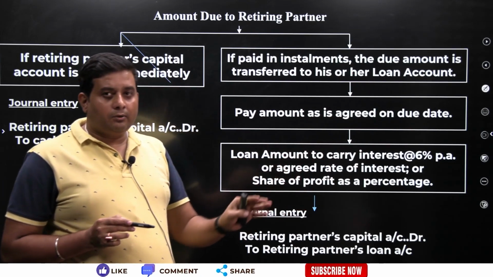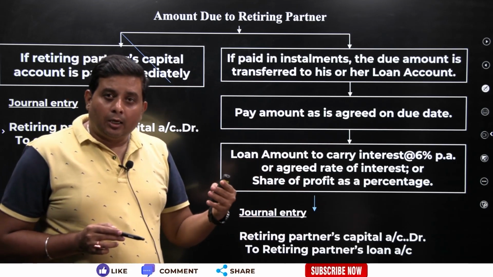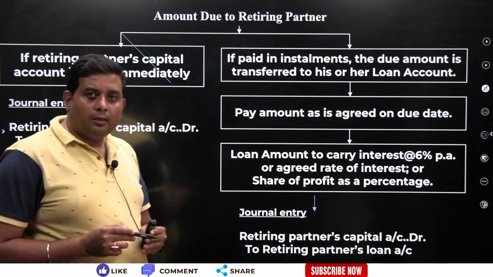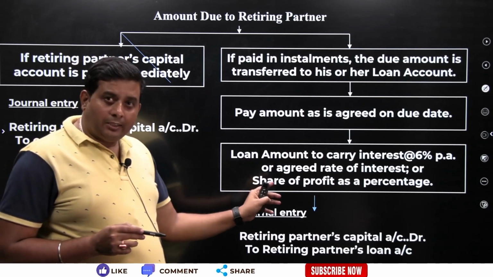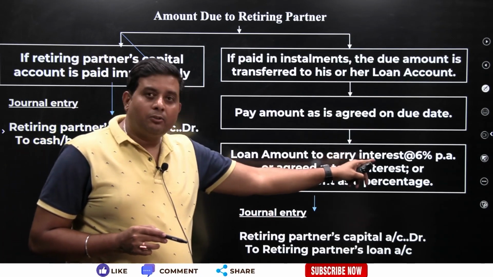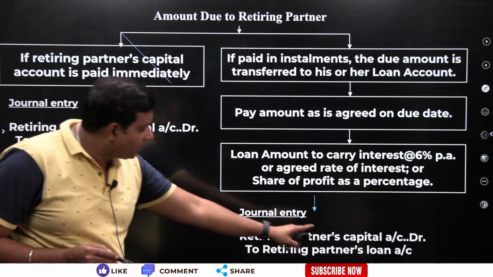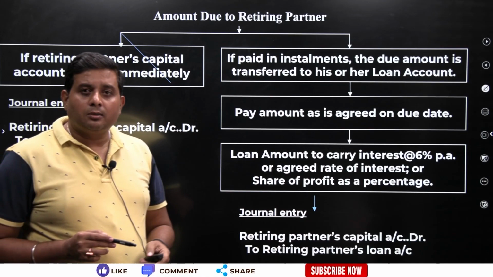Suppose a different interest rate is given as per the partnership deed, then we can calculate on that interest. But suppose nothing is given, then we need to consider it at the rate of 6% per annum. Now the journal entry is retiring partner's capital account debit to retiring partner's loan account.